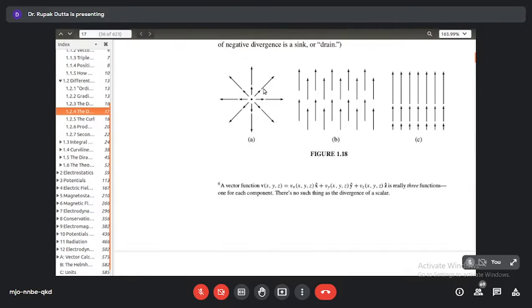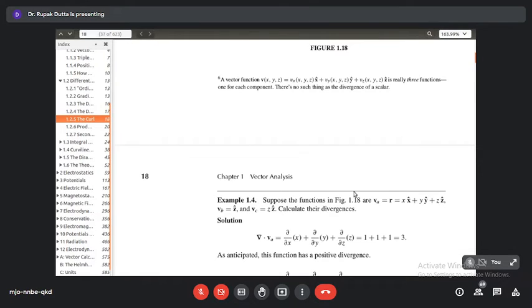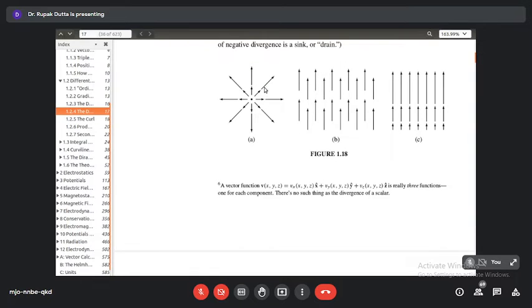So that means it will be negative divergence. Not only the arrow, but you also have to look at the magnitude. Exactly. So for this particular case, as x, y, and z increase, r also increases, which means your magnitude is also increasing along that particular direction.